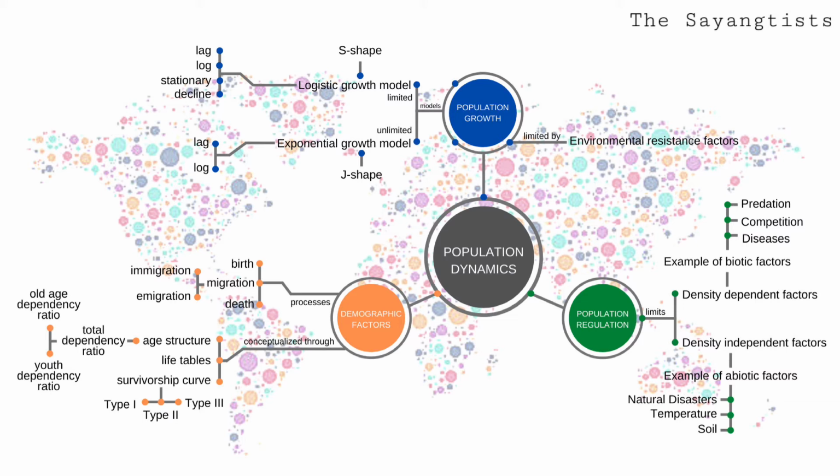To start off, what is population dynamics? Population dynamics is the change in the population of species over time. There are three factors that affect the population dynamics, which are the demographic factors, population growth, and the population regulation.